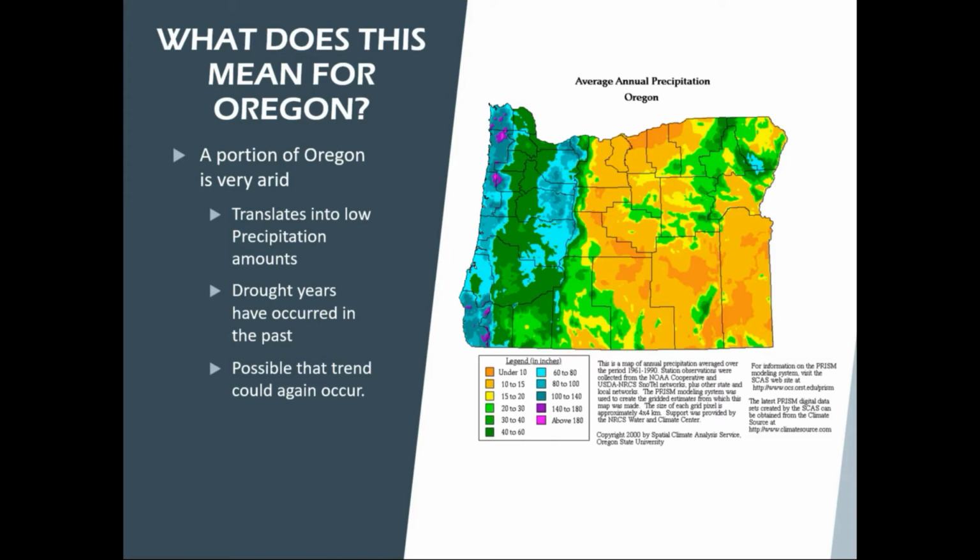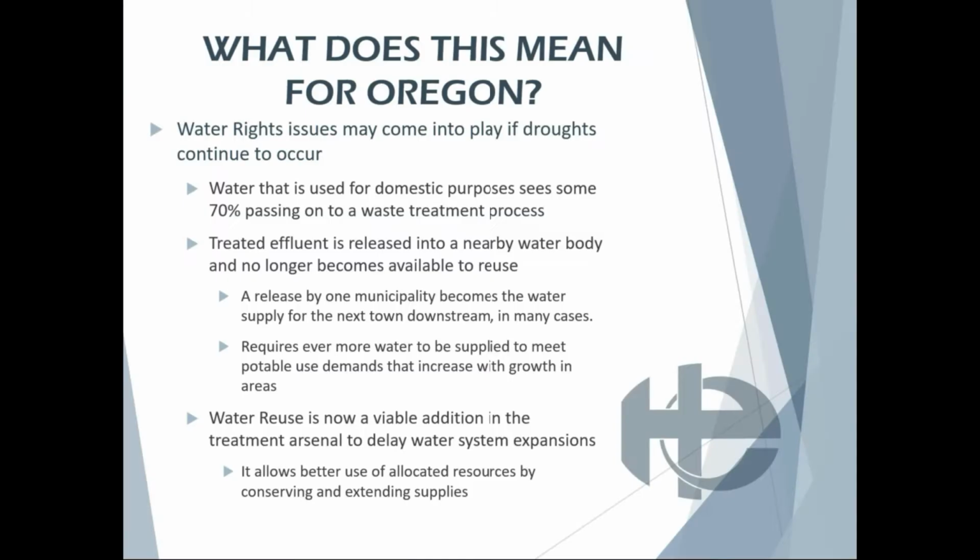So when you have a drought year, the amount of available water decreases tremendously. This has occurred in the past, the trend could continue to occur into the future. Being able to find a new source of water, especially in these arid areas, becomes very critical. In all situations, water rights are going to come into play if the droughts continue.